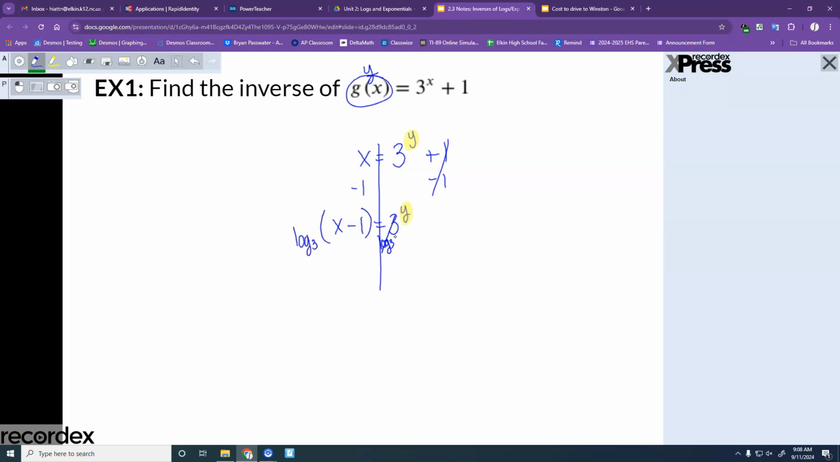make sure you put some parentheses because you're log base 3 in that whole side over there. Not just the x, but the whole side, whatever's over there. So we're going to get log base 3 of x minus 1 equals y. Usually we'll rewrite this with the inverse notation, so we'll say g inverse of x equals log base 3 of x minus 1. What you should see, if you started with an exponential, you should have a log somewhere in your answer of some sort.